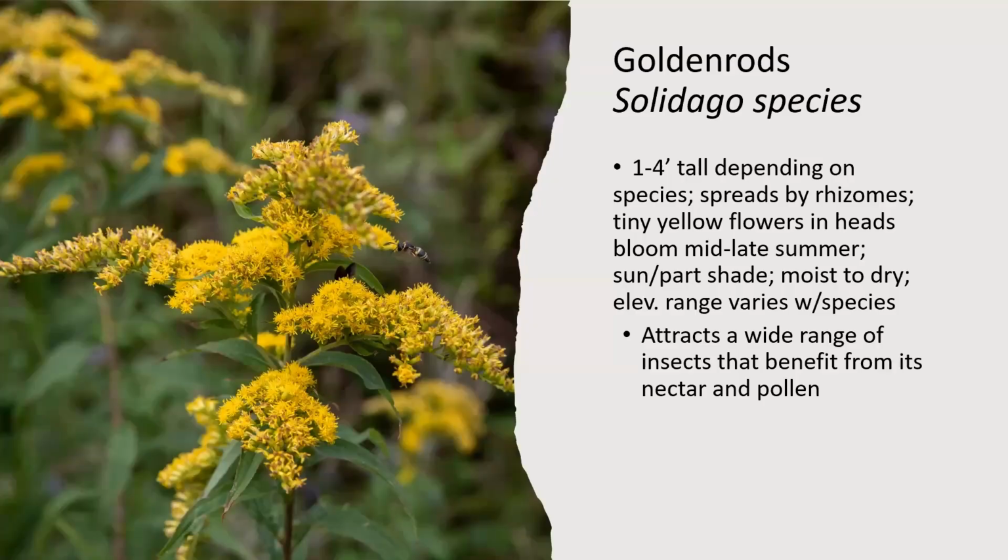Goldenrods: all goldenrods are great pollinator and wildlife plants. Depending on the species and the moisture, they grow 1 to 4 feet tall. They bloom in late summer and attract a wide range of insects that benefit from its nectar and pollen.